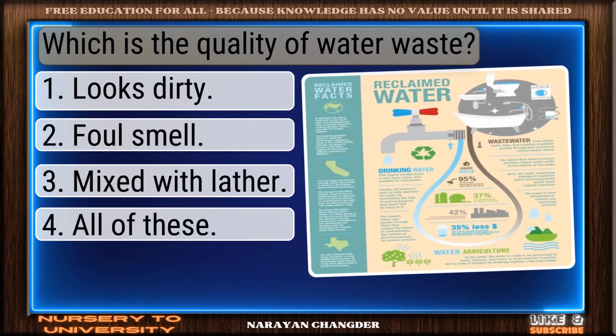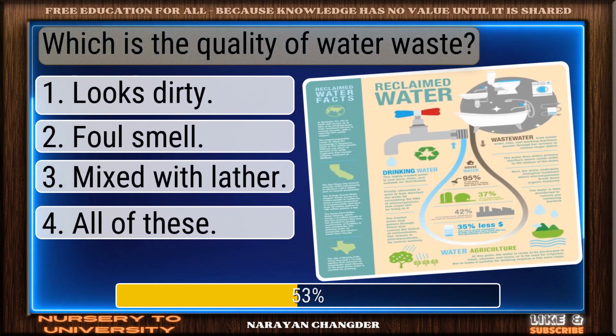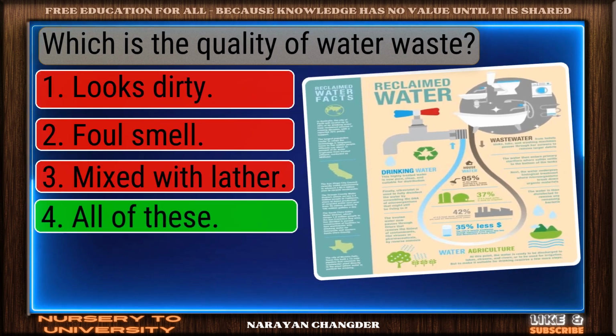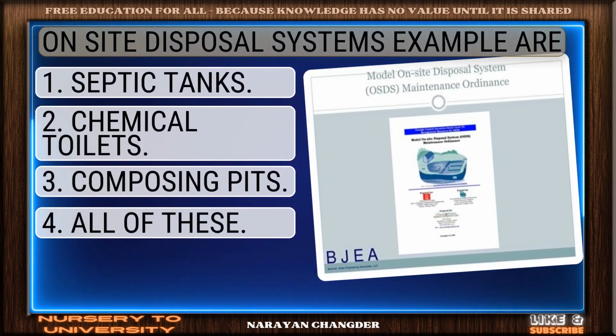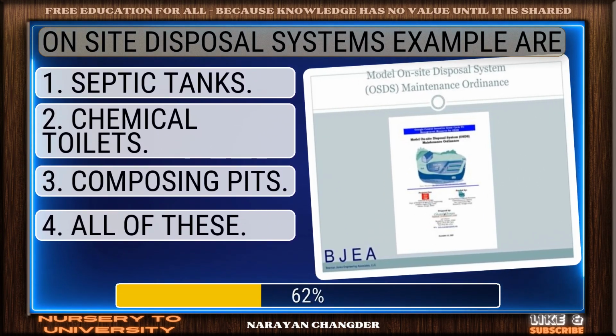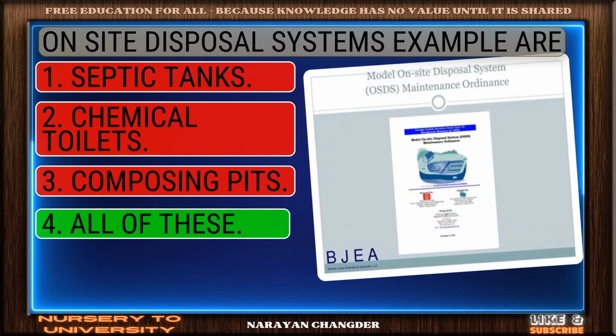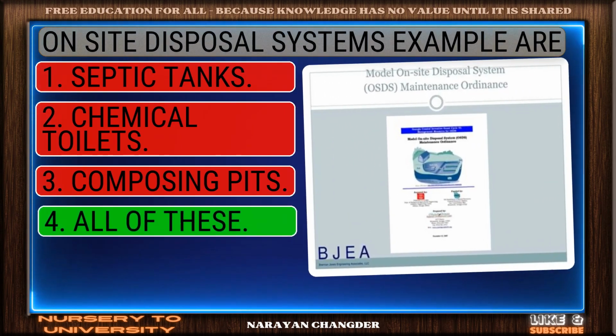Question number 94. Which is the quality of water waste? Solid response. All of these is a valid choice. Question number 95. On-site disposal systems example are. Right choice. All of these is the best answer.